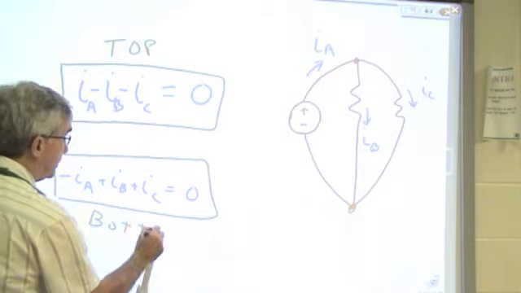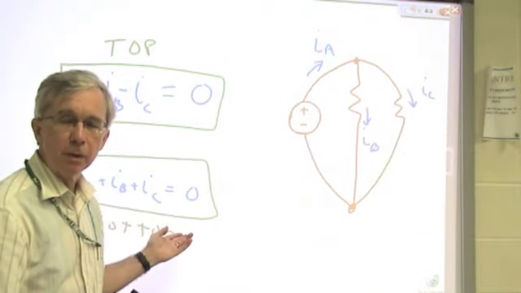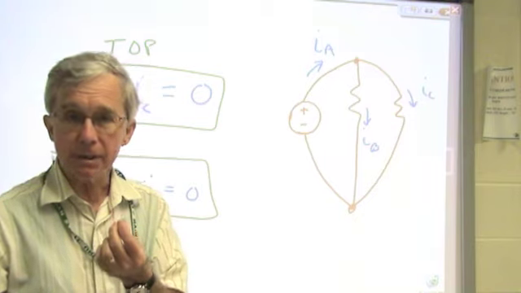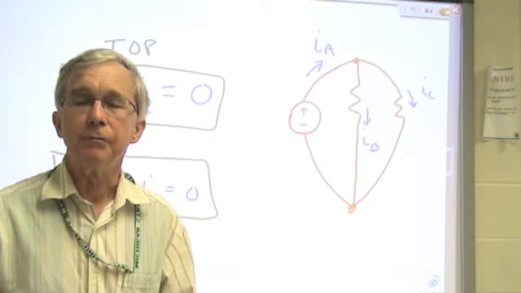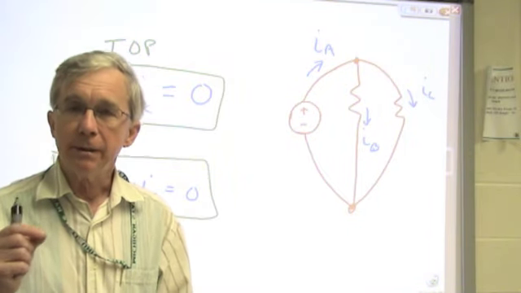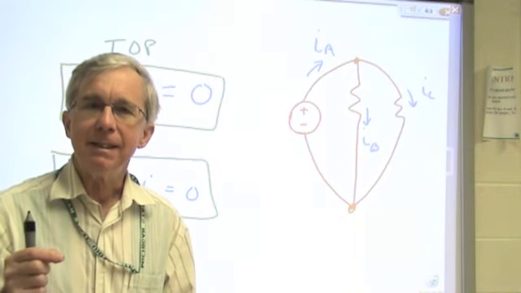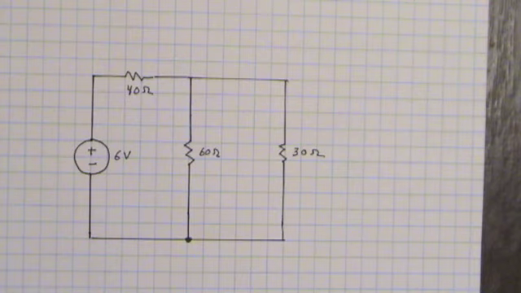Well, we see quickly, don't we, that these are really the same thing algebraically. We just multiply the top equation through by -1, we get the bottom equation. They are not independent equations. And this brings up an important thing about Kirchhoff's current law. If you have capital N nodes, the number of independent KCL equations that one can write is capital N minus 1.